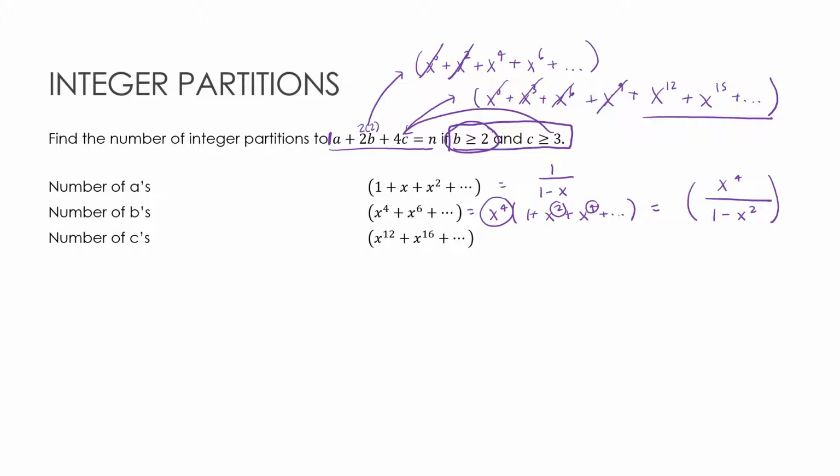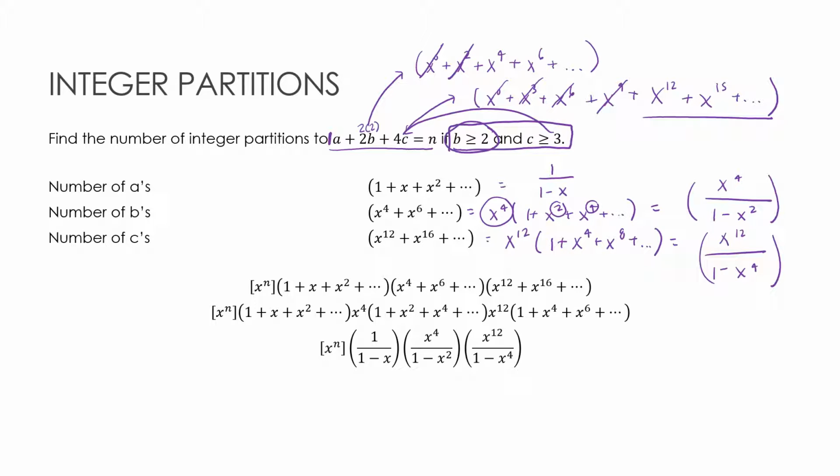And same concept here, I'm going to take out x to the 12th, and then I would be going up by 4's. And so to simplify that, that would be x to the 12th over 1 minus x to the 4th. The next step then would be to essentially write it as a generating function. So I'm trying to find x to the n because that's the solution to my equation. And what do you suppose is going to come next?